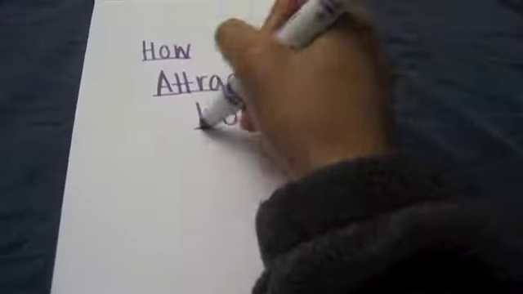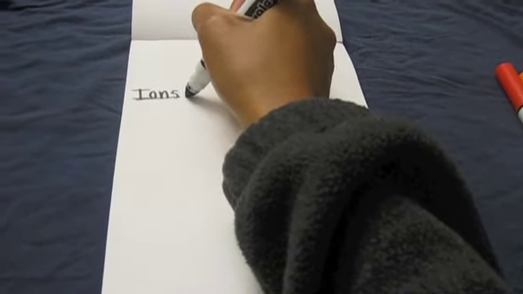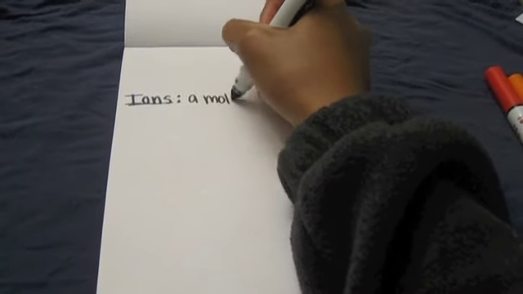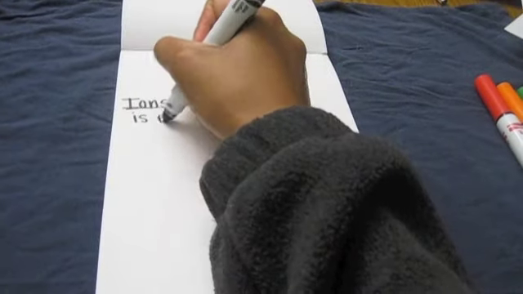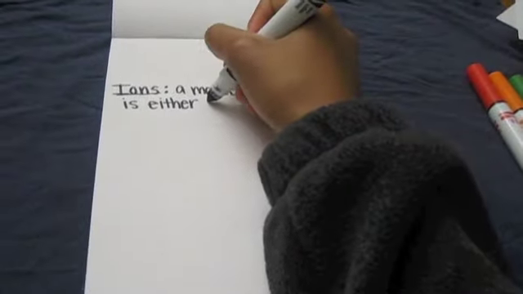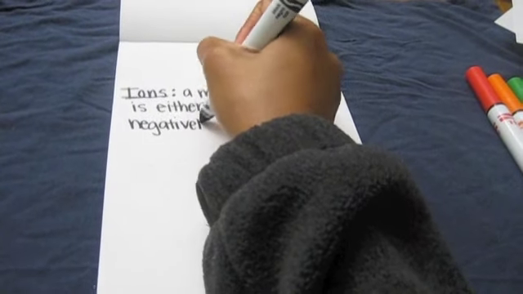CO2 and H2O, the carbon dioxide dissolved into the ocean and the water in the ocean, are attracted to each other. An ion is an atom or molecule that is either positively or negatively charged. A positively charged ion is called a cation, and a negatively charged ion is called an anion. Anions and cations are attracted to each other.